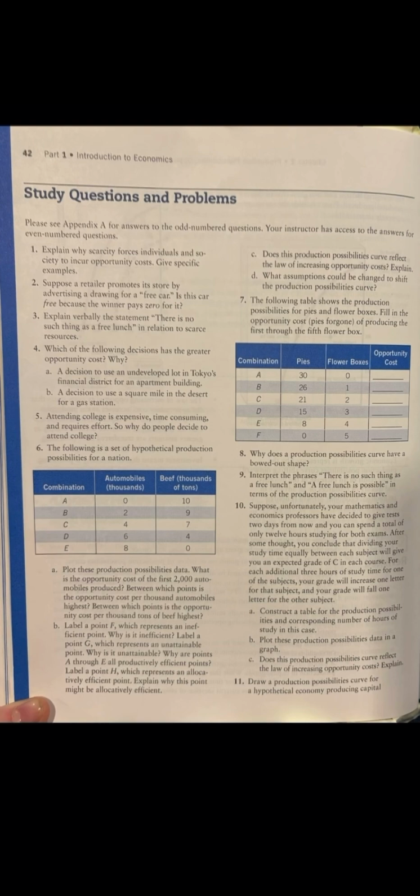Label a point H, which represents an allocatively efficient point. Explain why this point might be allocatively efficient. C. Does this production possibility curve represent the law of increasing opportunity costs? Explain. D. What assumptions could be changed to shift the production possibility curve? 7. The table shows the production possibilities for pies and flower boxes.